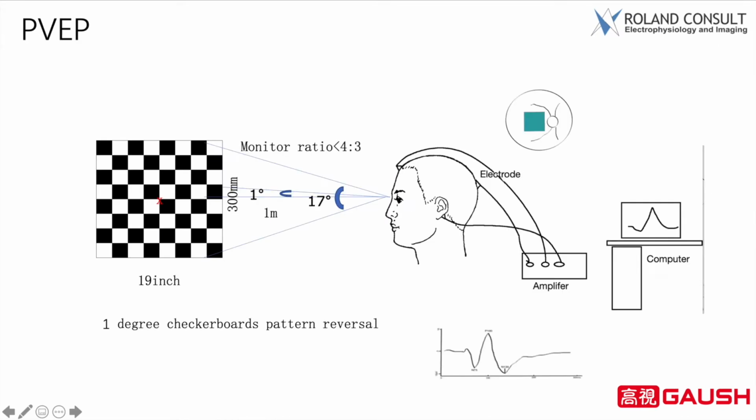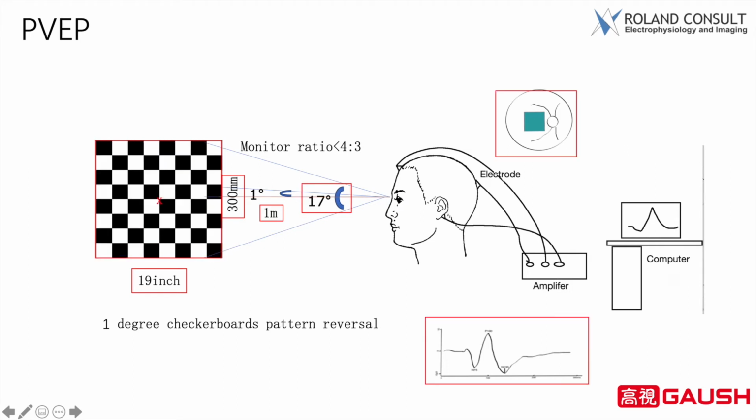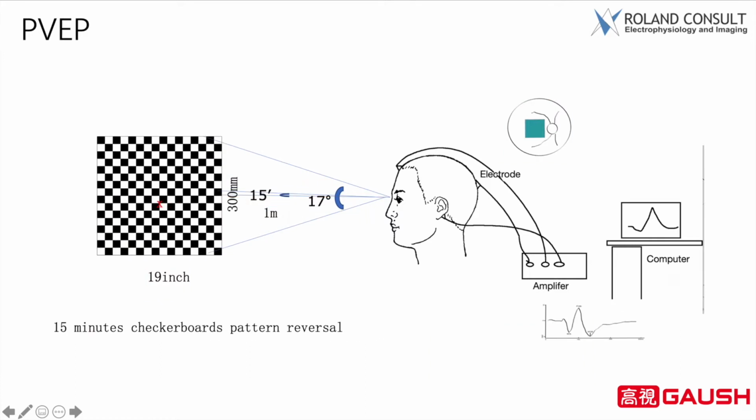Stimulating parameters. Firstly, let us look at the 1-degree pattern reversal VEP as the example. The stimulating pattern is a checkerboard reversal. The stimulating distance is 1 meter, the 19-inch monitor is fixed, the height of the monitor is 300 mm, so we can get a visual angle on the retina of 17 degrees, as in the above picture. The lower picture is the classic PVEP waveform. This is the 15 minutes stimulating pattern.